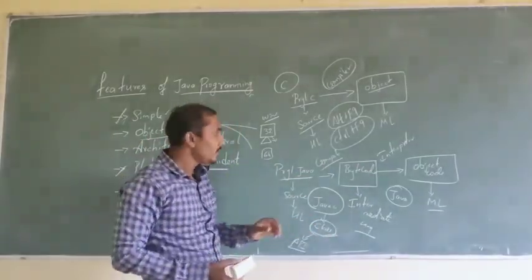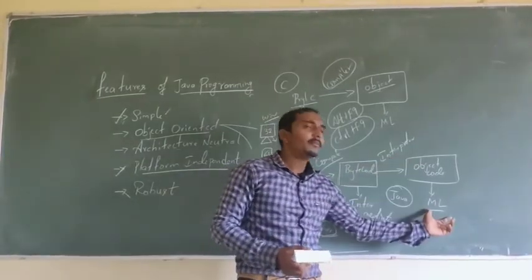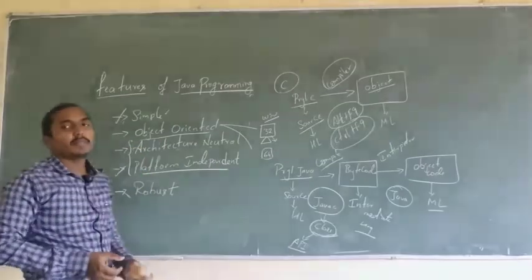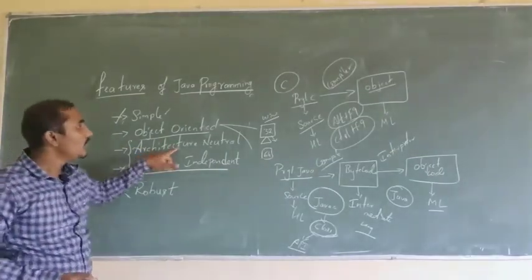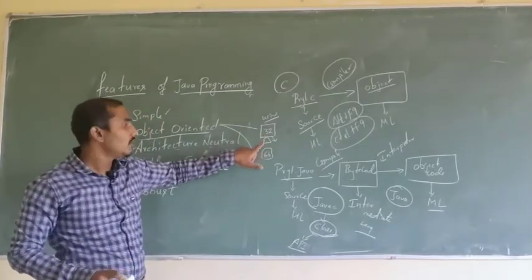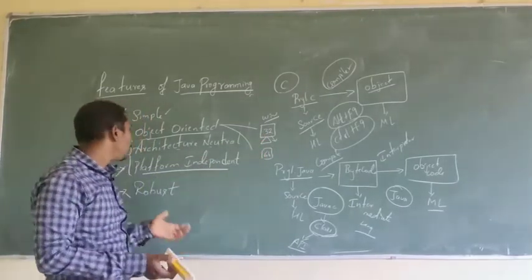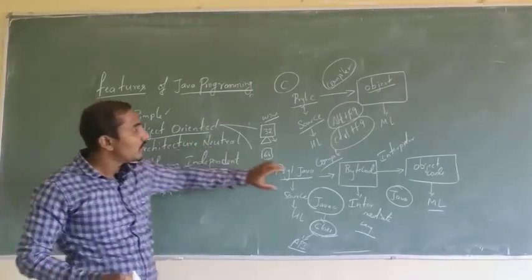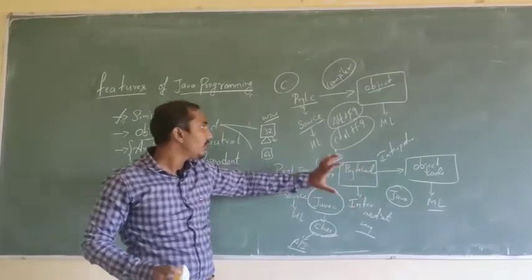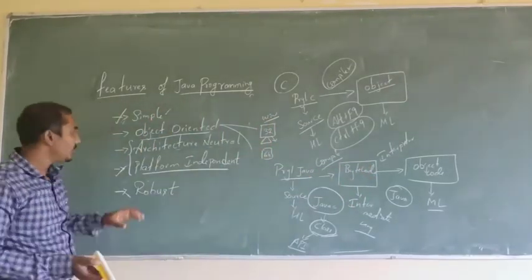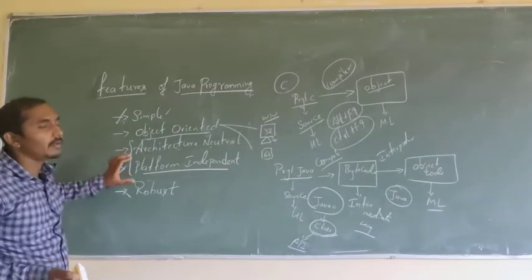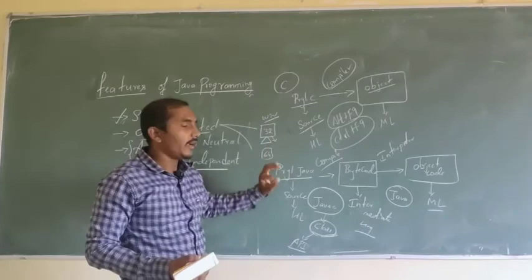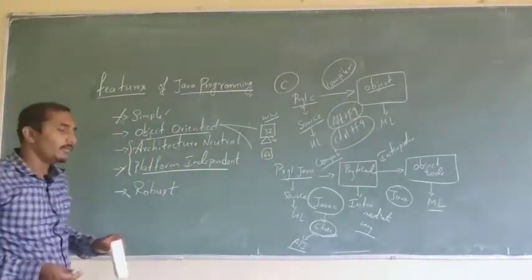So after the interpreter, it is going to generate machine level language. That is nothing but architecture neutral as well as platform independent. Architecture neutral, as I told you, means different architectures, 32-bit architecture, 64-bit architecture, and any different kind of architecture. Java is called architecture neutral because of bytecode. This bytecode can be executed on different types of architectures. Similarly, Java is also called platform independent because it can be executed on different platforms like Windows, Linux or Mac. That is why it is called platform independent.